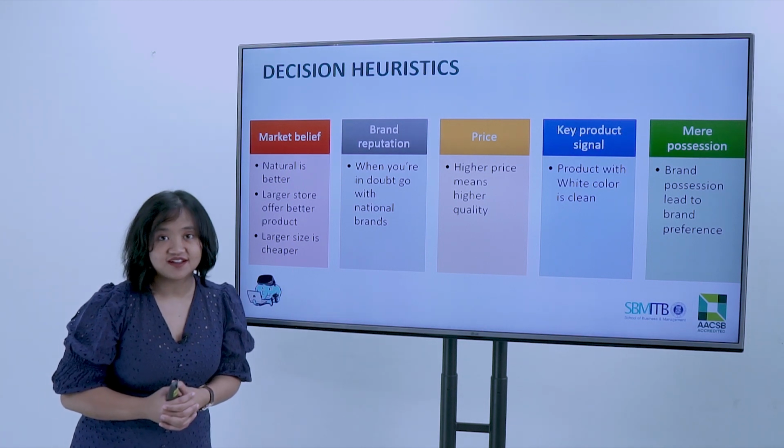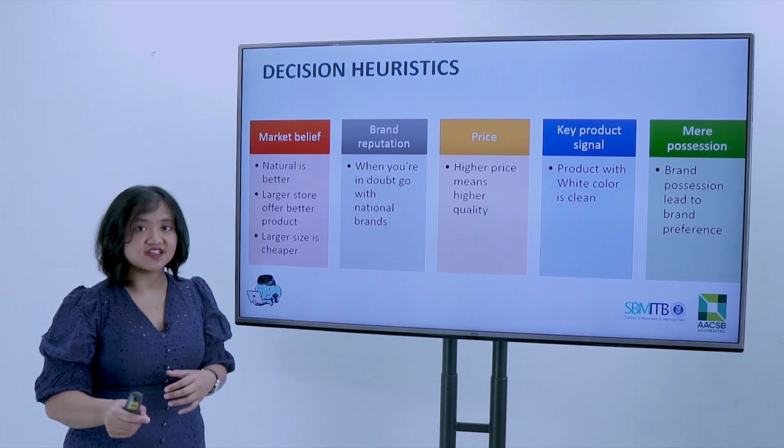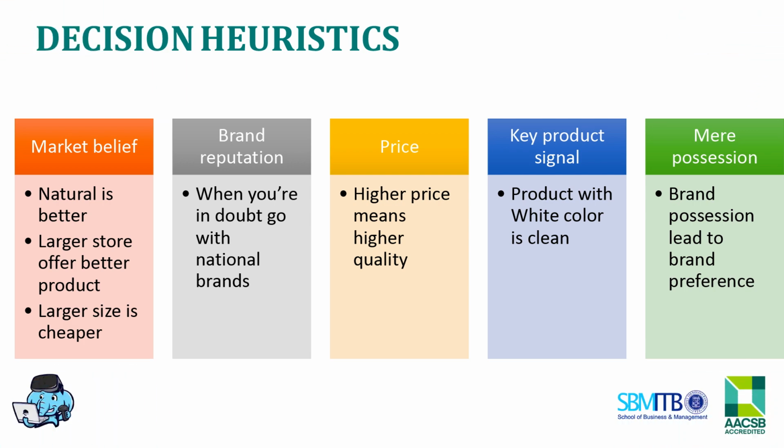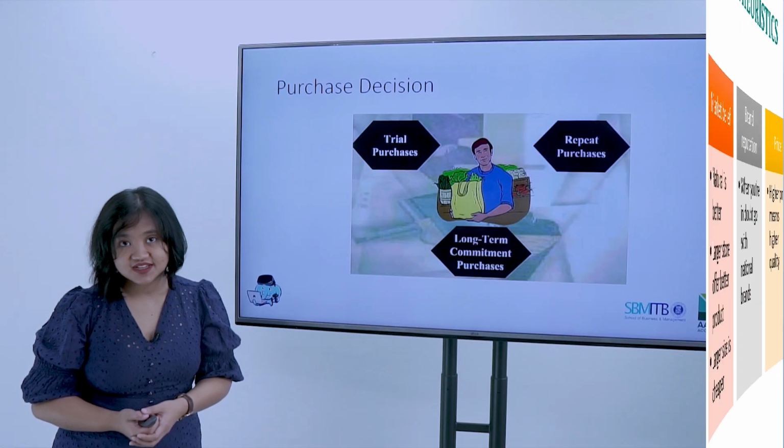That's the market belief. And then in decision heuristics we also consider brand reputation a lot. So when we are in doubt, we will go with the national brand that has a good reputation. We also have price as a decision heuristic factor, like we consider higher price means higher quality, and key product signals. We perceive that a product with white color is clean, and we have some more, like brand possession can lead to brand preference.